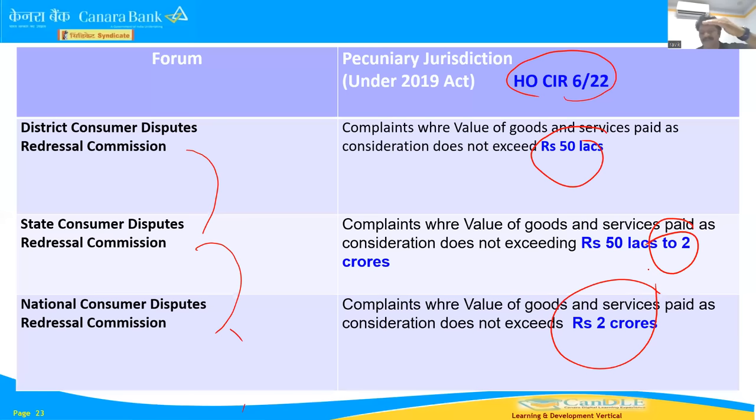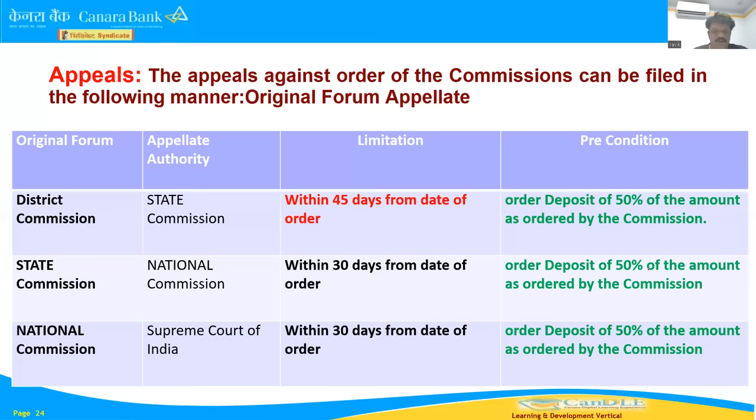50 lakhs, 50 lakhs to 2 crore, about 2 crores. But when you have lost the case in district and want to appeal to the state, these are the guidelines. From the district forum, you go to state. From state, you go to national. From national, you go to the Supreme Court. First appeal, 45 days. Remaining all, 30 days. From the date of the National Commission order, within 30 days, you have to go to the Supreme Court.